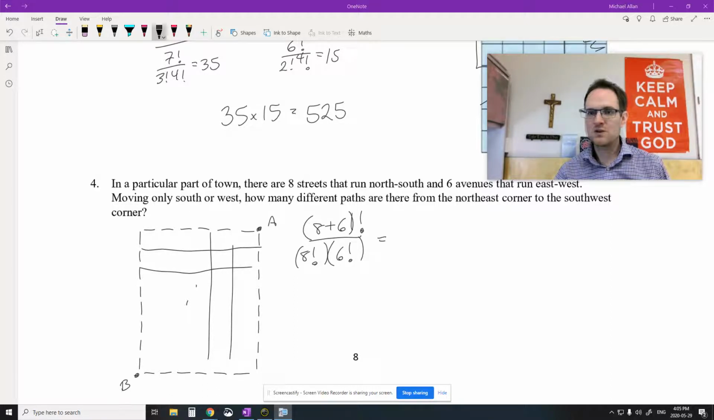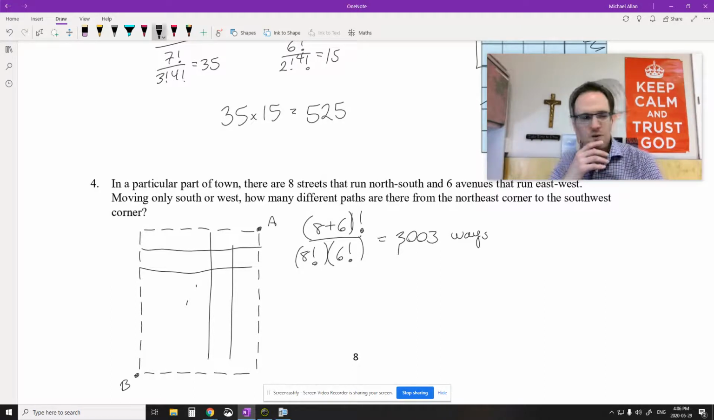So remember, you could do that by simplifying them down. I'm just going to punch it the way it is in the calculator, the way it's written. So it's 3,003 ways. That looks good. Now, if I wanted to, I could do it this way. I can go 14 factorial, 8 factorial, 6 factorial, start reducing things down to see if I can simplify this.